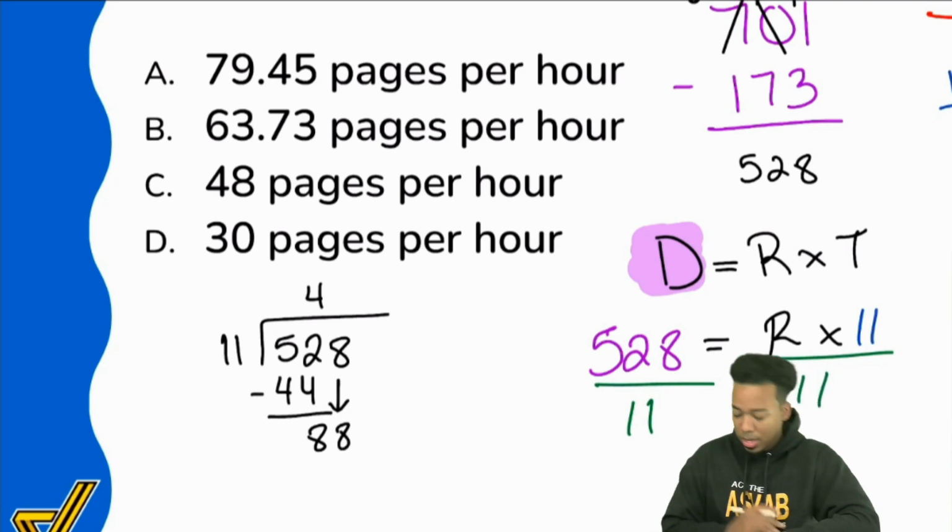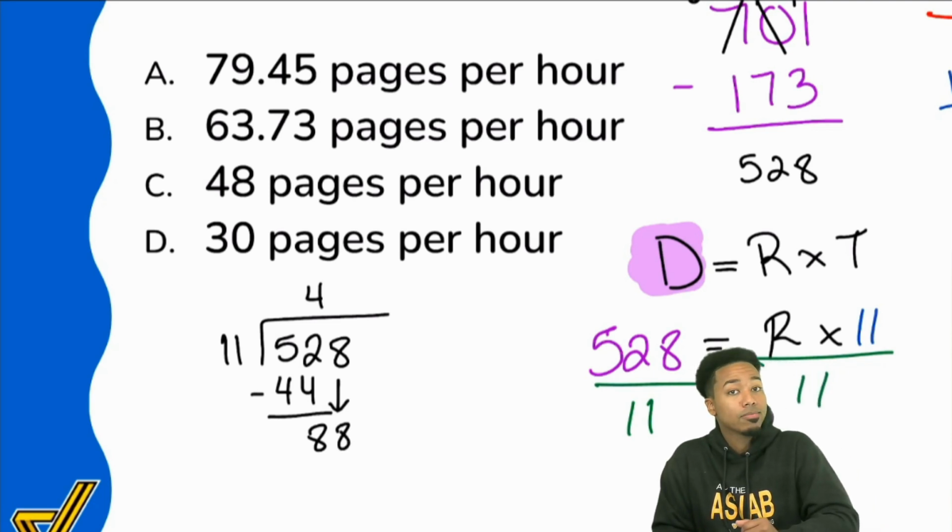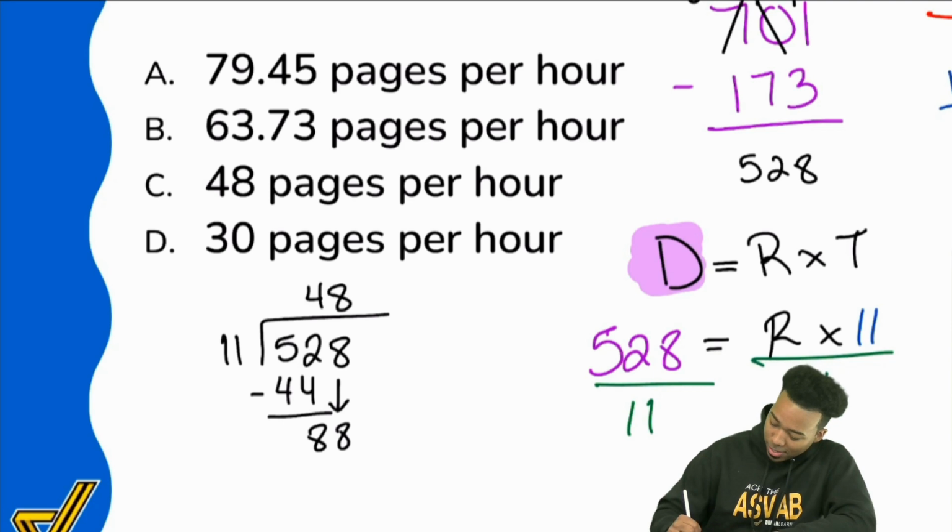And then from there, we have ourselves 8. Bring that 8 down. 11 goes into 88. How many times? 8. And there it is. 48 pages per hour will be the answer.